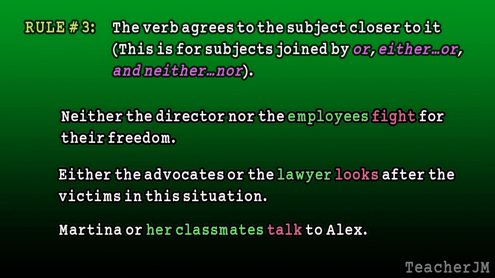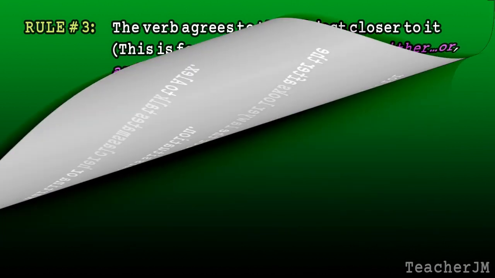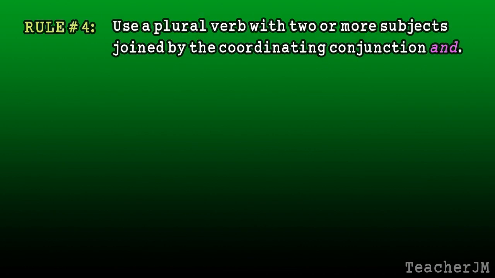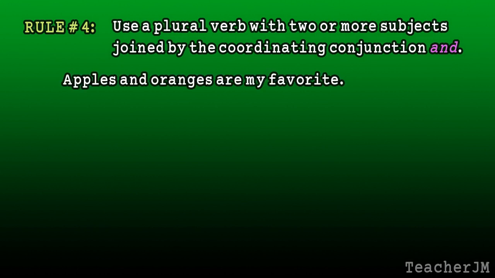Rule number 4. Use a plural verb with two or more subjects joined by the coordinating conjunction "and". Examples: apples and oranges are my favorite. Here, we are using the coordinating conjunction "and" to join apples and oranges. This is the reason why our verb are is in plural form.